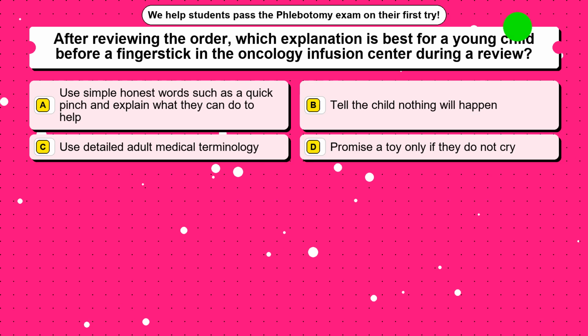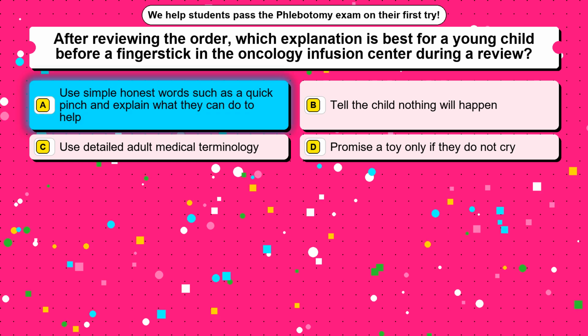Question 56. After reviewing the order, which explanation is best for a young child before a finger stick in the oncology infusion center during a review? Option A. Use simple honest words such as a quick pinch and explain what they can do to help. Option B. Tell the child nothing will happen. Option C. Use detailed adult medical terminology. Option D. Promise a toy only if they do not cry. The correct answer is option A. Use simple honest words such as a quick pinch and explain what they can do to help.